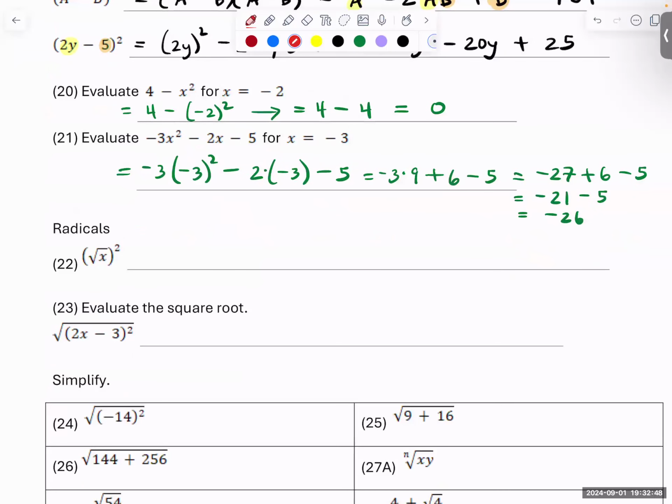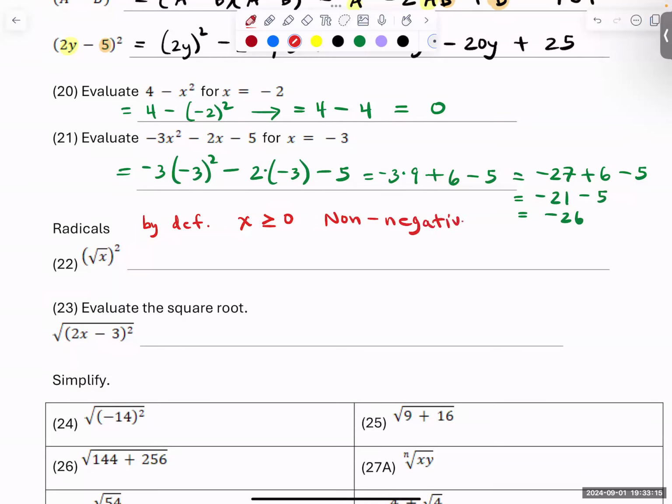Number 22, square the principal square root of x. And for this radical, which is understood to be a square root, the principal square root, by definition, the radicand x has to be positive or 0. The radicand must be non-negative in order to perform the principal square root.